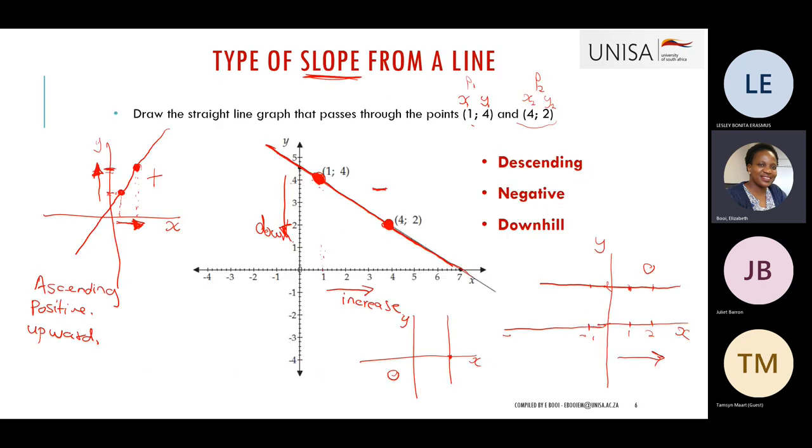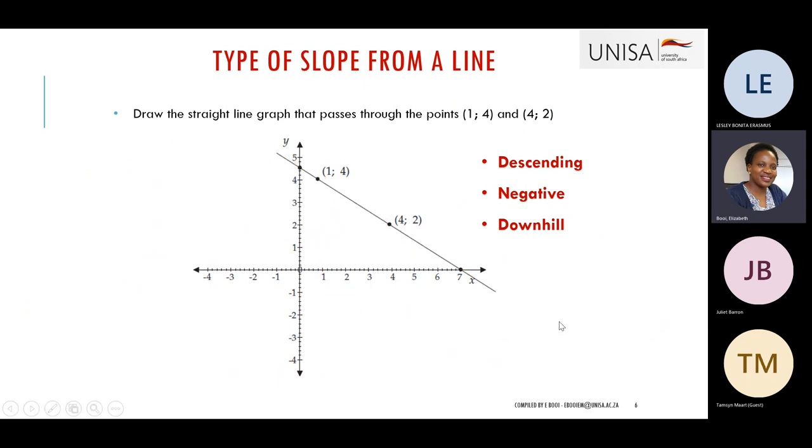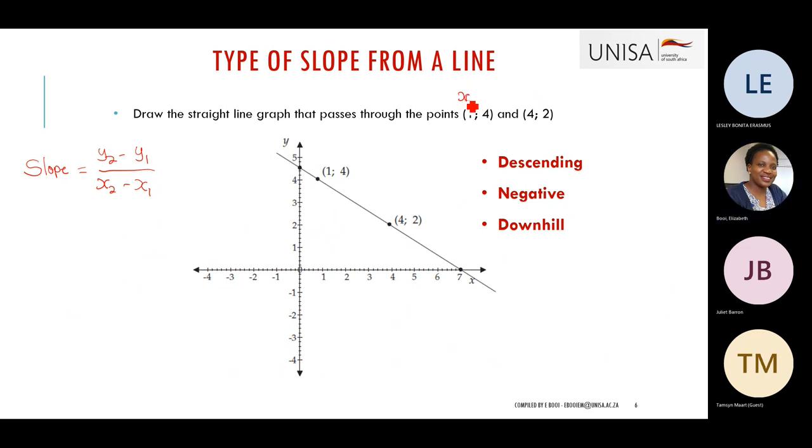Let's go find the slope of our data that we have here, the original data that we have. Just going to remove the ink and calculate the slope. We know that the formula for the slope is y2 minus y1 divided by x2 minus x1. So I need to go and label my points. My first point will be x1 and y1, then x2 and y2. So now I can substitute into the formula.